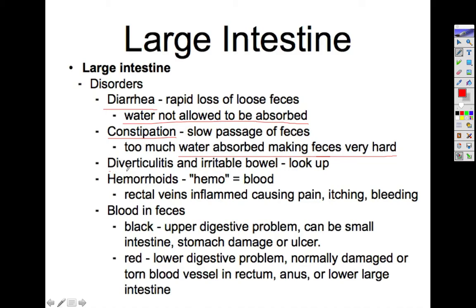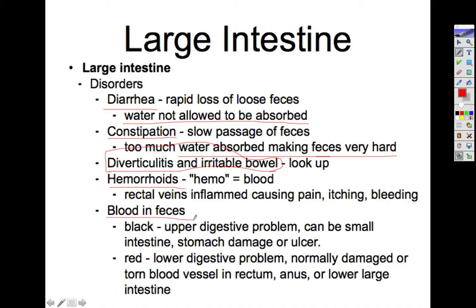I'm going to have you guys look up diverticulitis and irritable bowel syndrome. And you can kind of get your information from the internet on those. And then we talked a little bit about hemorrhoids. So hemo refers to blood, roids refers to an inflammation or blockage. So this is where your rectal veins become inflamed, which causes pain, itching, and bleeding.